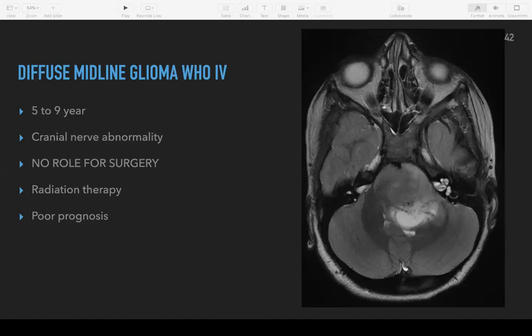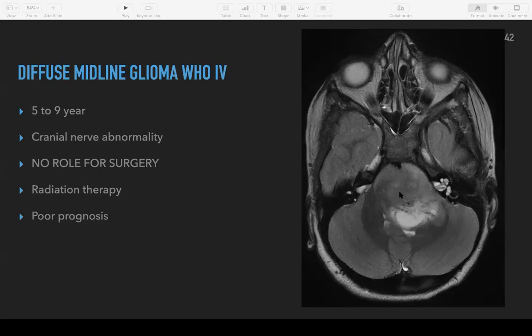Because by definition, this kind of tumor can be diagnosed by imaging itself. So this is the brainstem, in particular the pons of the brainstem. It is like a swelling in the pons, and this is enough for diagnosis.